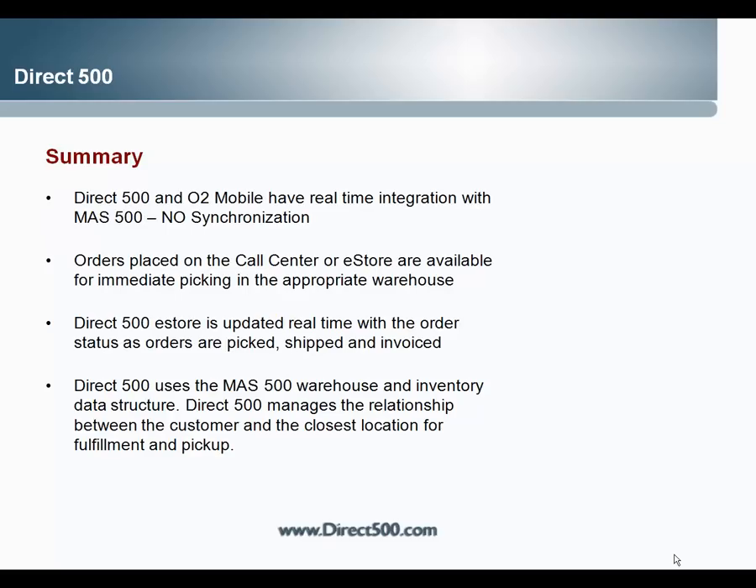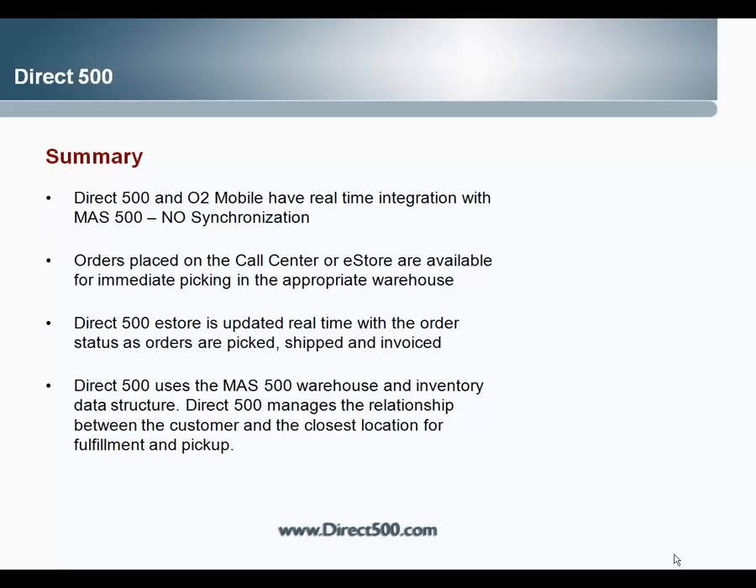Orders that are placed in the call center, so on the desktop or through the eStore, are available for immediate picking in the appropriate warehouse. So Direct 500 is managing that relationship and managing the closest warehouse so that we can push line items to the right warehouse for picking. Now there is some filtering that we need to do that allows us to do an immediate pick versus creating a pick sheet, and those are all workflows that your consultant can work with you.